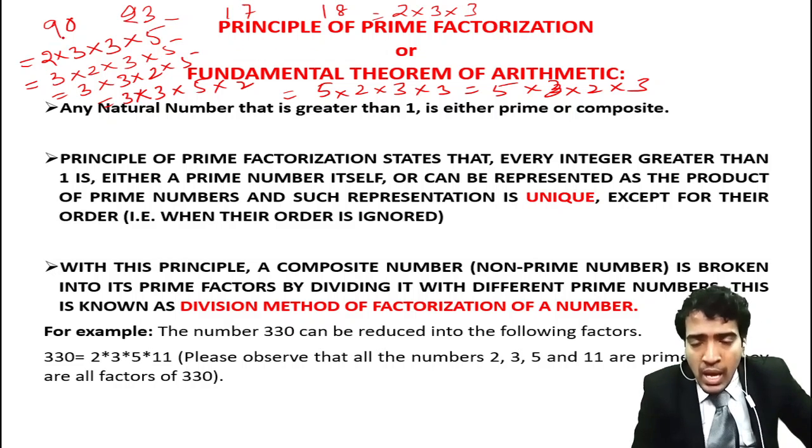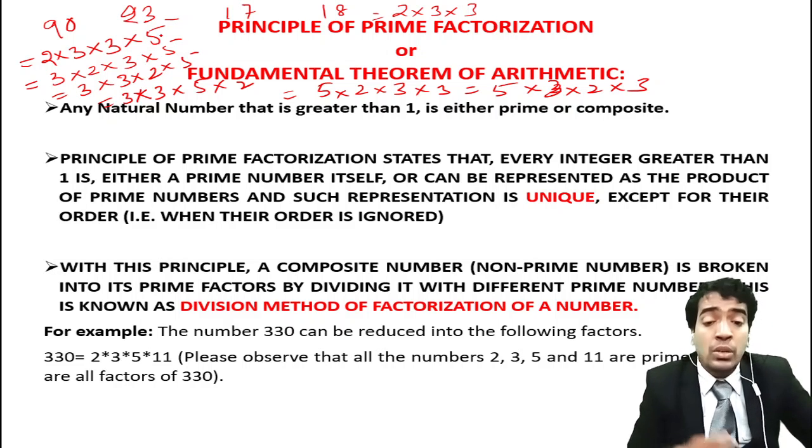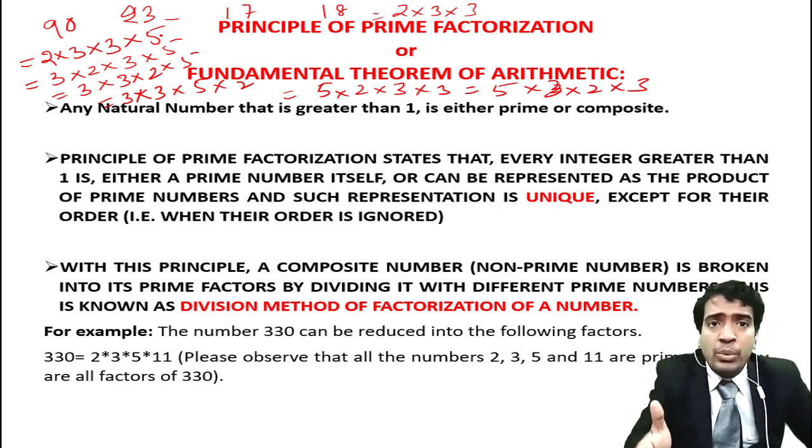Can you see, when you have reduced the number 90 as a product of prime factors, can you see that 2 is a prime number, 3 is a prime number, and 5 is a prime number? So you can reduce any number greater than 1, which should be either prime, and if it is not prime, it should be composite. And if it is a composite number, then it can be reduced as a product of prime numbers.